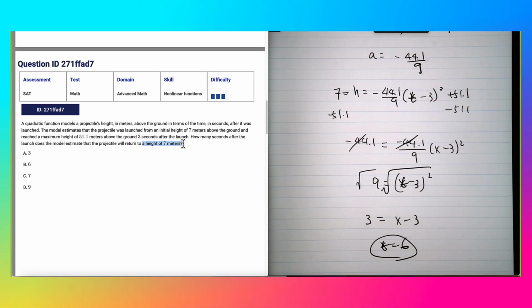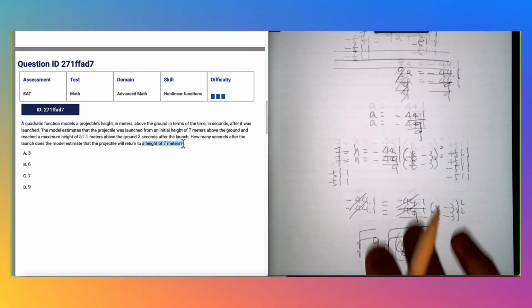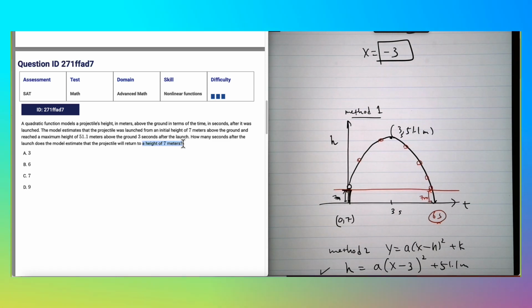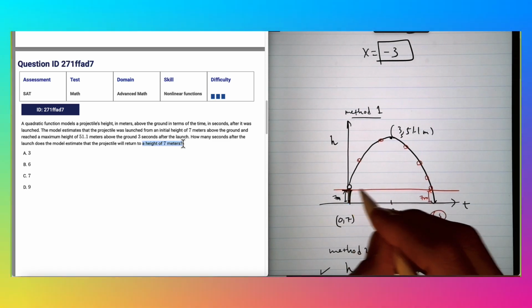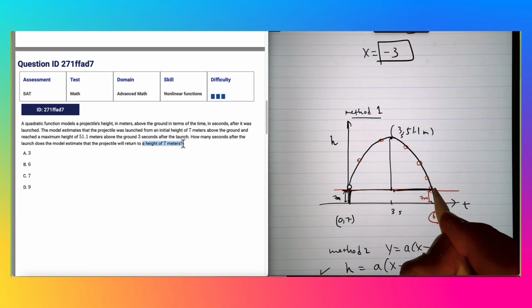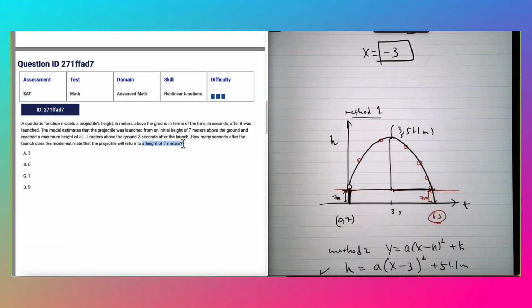You get 6 seconds, but like I showed you guys, this takes a long time. So again, try to take advantage of the quadratic function's line of symmetry. If it takes only 3 seconds to get there, it will take another 3 seconds. Okay, this is assuming there's no air resistance and so forth.